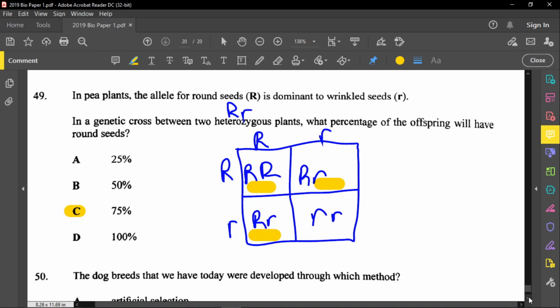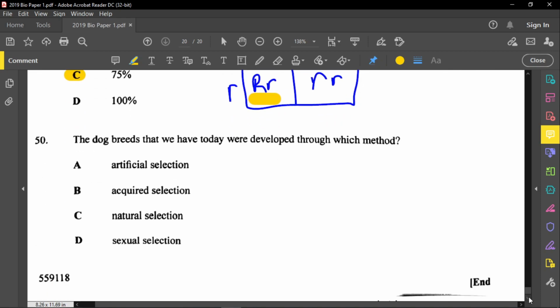Last question, last question for the day. Now, the dog breeds that we have today were developed through which methods? And this was done by artificial selection. It was deliberately done by breeders to produce certain types of species.